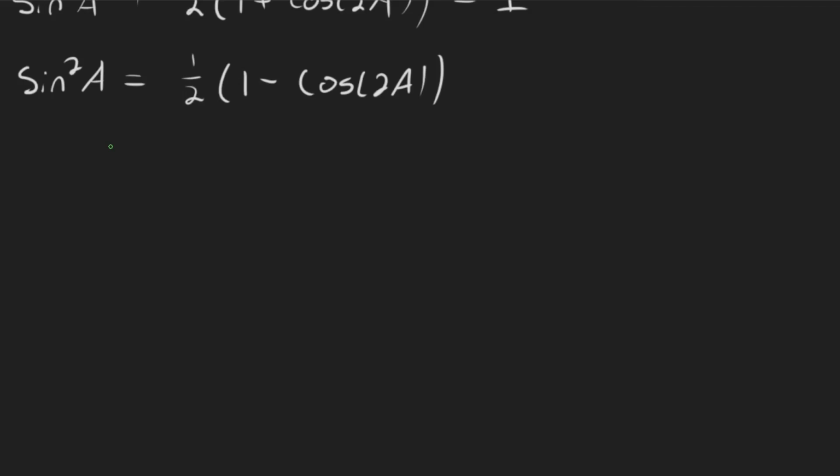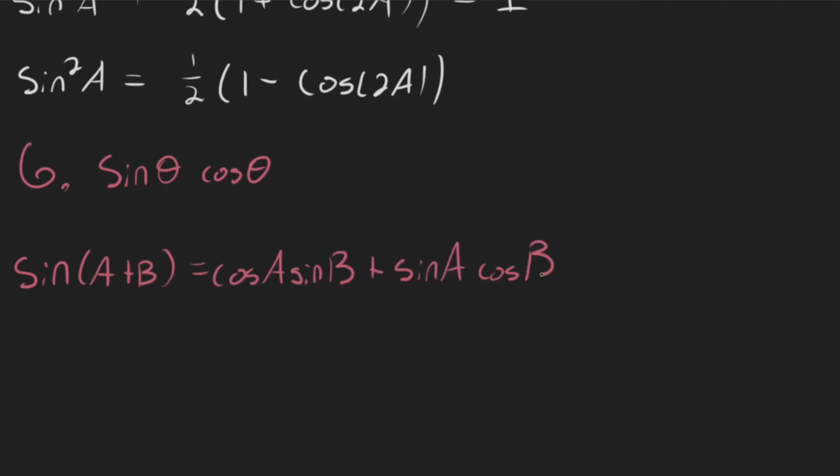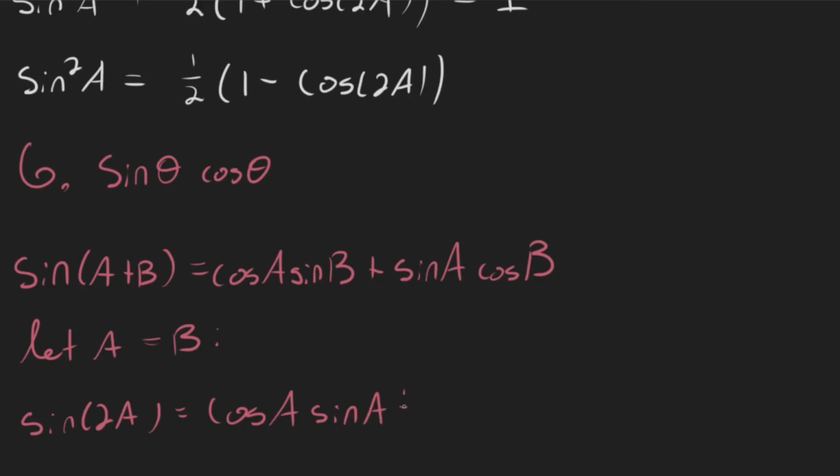And now lastly, the last simplification we're going to do has to do with that sine theta cosine theta term that we had, right? So we're going to start with the added angle identity for sine. So I guess I should just say 6. This is the sine theta cosine theta. We're going to start with the added angle identity for sine. I'll copy it down real quick. Now we're going to do the special case that we let A equal B, which means that we get the sine of 2A, because A and B are equal, has to equal, and again we're just going to replace everything here with A, so we get cosine A sine A plus sine A cosine A.